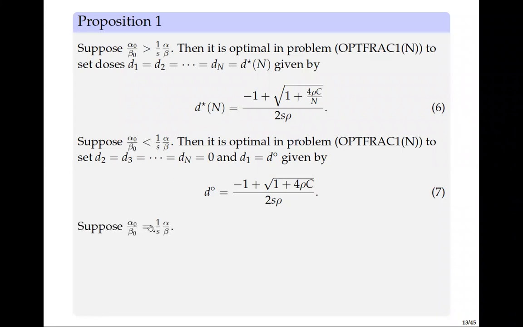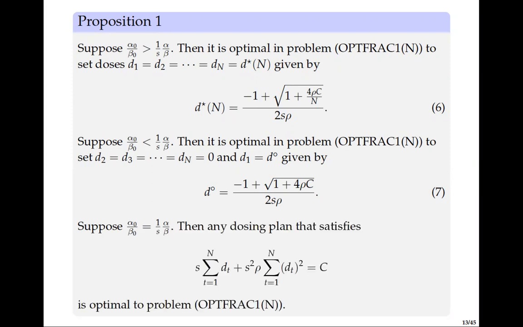And then, when these two are actually equal, then you are essentially indifferent to any dosing plan that satisfies that constraint that I've been talking about, right? The equality constraint is actually optimal to that particular problem.